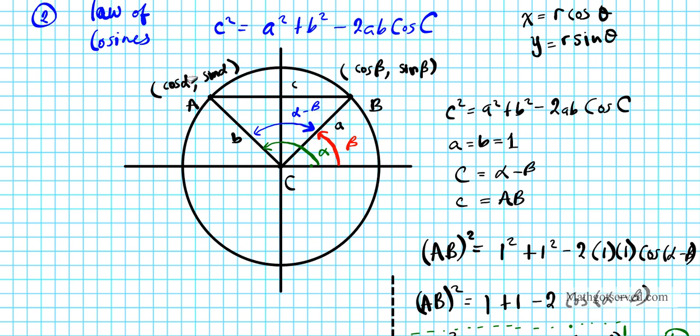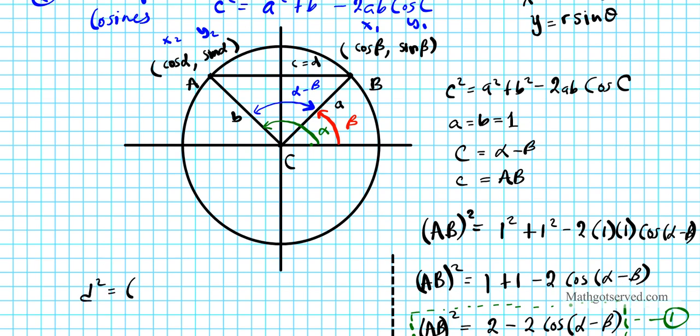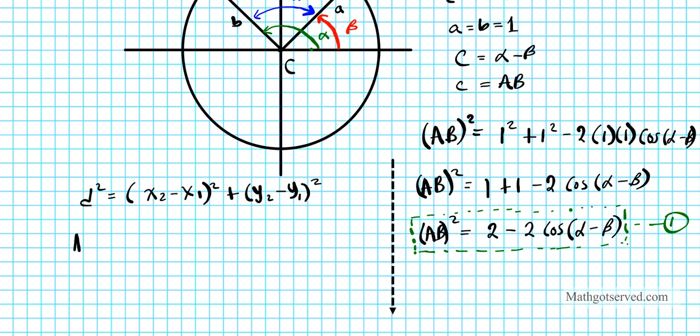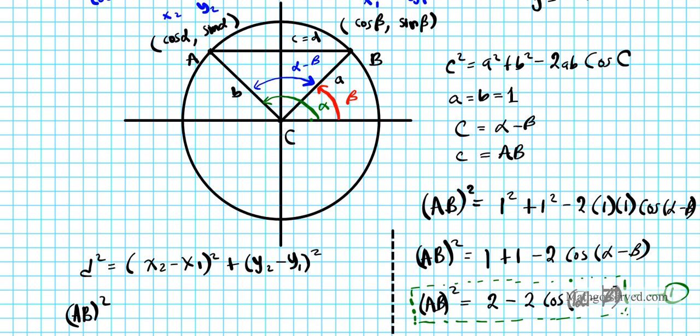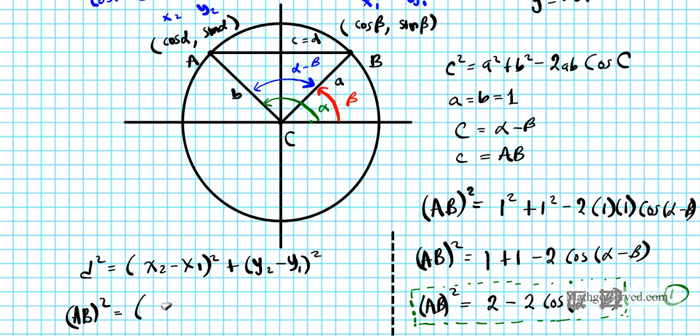Now, to use the distance formula, I'm going to call this point x2, y2, and this point x1, y1, okay? And c is basically the distance d that we're looking for. To refresh your memory, let's write down the distance formula again. D squared equals x2 minus x1 squared plus y2 minus y1 squared, okay? We're going to plug them in here and replace D with AB, because that's what c is. So let's make the substitution. We have AB squared equals x2 minus x1, which is cosine alpha minus cosine beta squared, and then y2 minus y1, which is sine alpha minus sine beta squared.